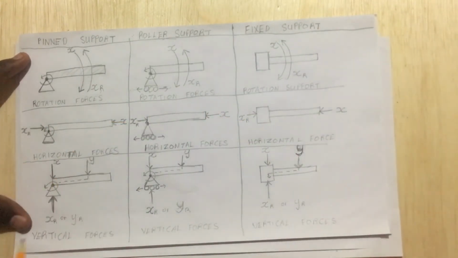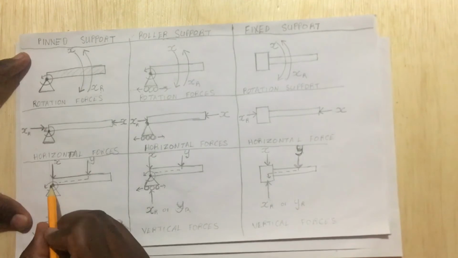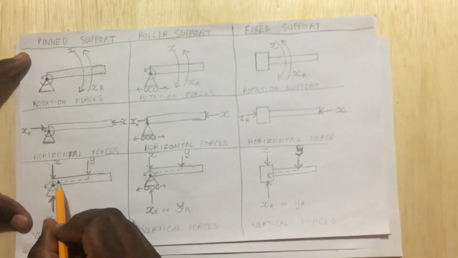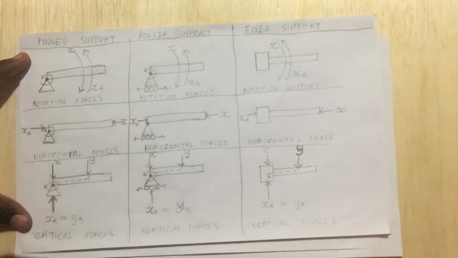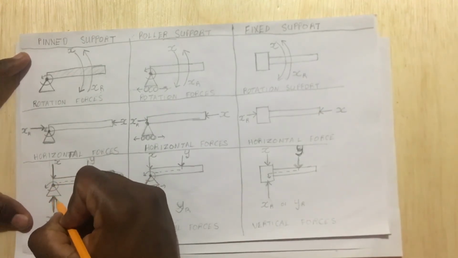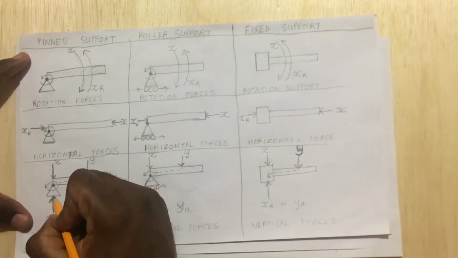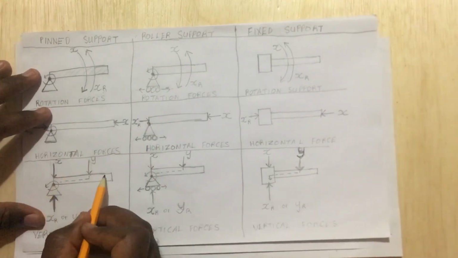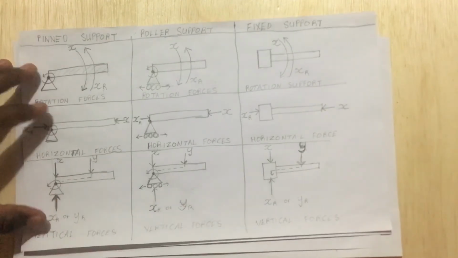If you look at the vertical forces that are applied to a pinned support, it will be the same as the horizontal. If you apply a downward force, an equal but opposite upward force will be the result, unless the beam or the support fails.